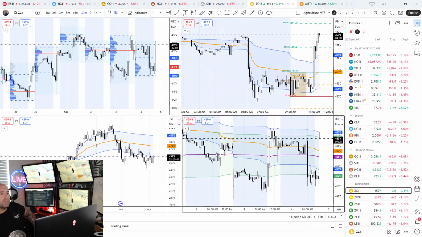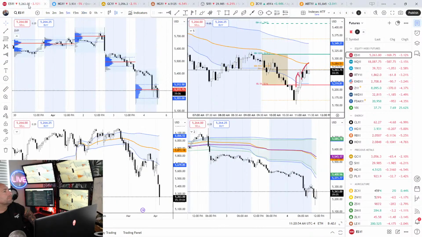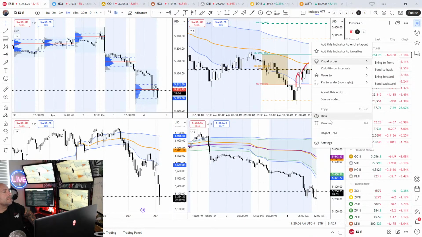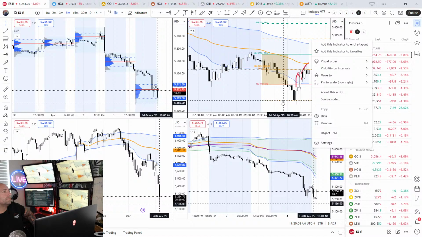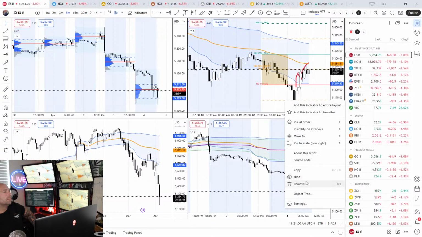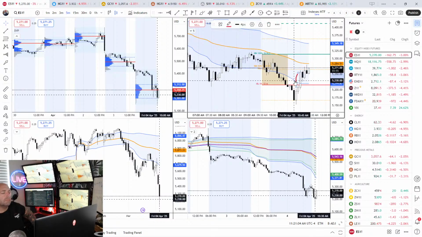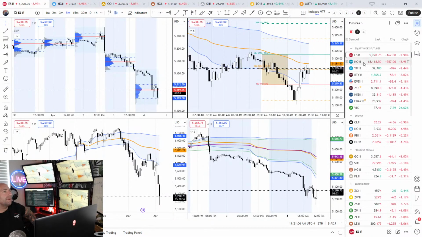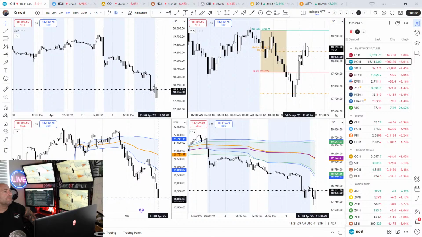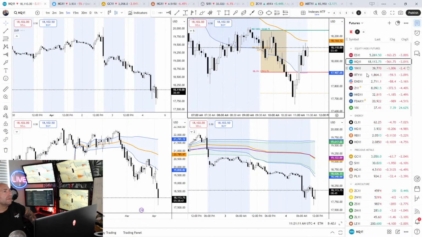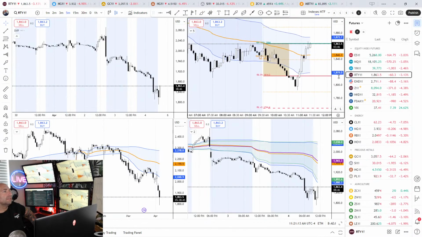Russell's relatively strong. So you can see we're still battling VWAP here. But the Russell is trading well above it. Usually the weakest will have the strongest recovery.